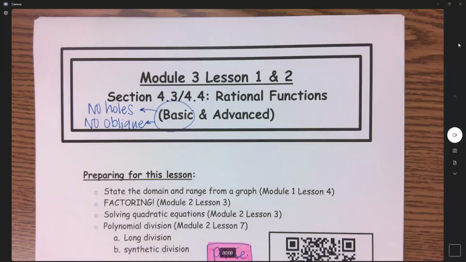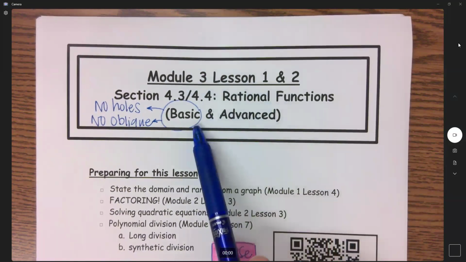Welcome to Module 3. We are going over lessons 1 and 2, which are over rational functions. Now, your homework splits this up into 2 different lessons. So we're going over this one lesson, rational functions. You have 2 homework assignments over it.